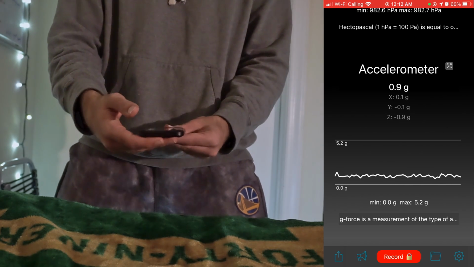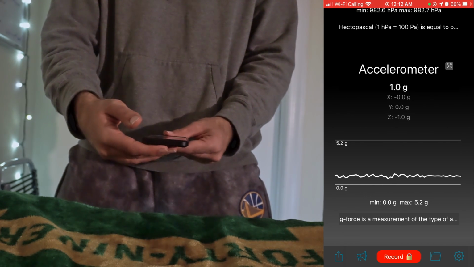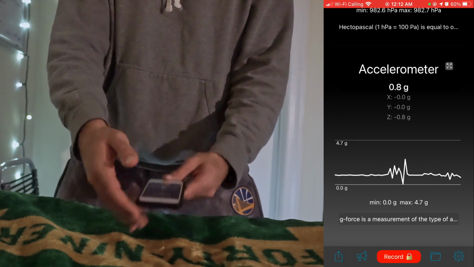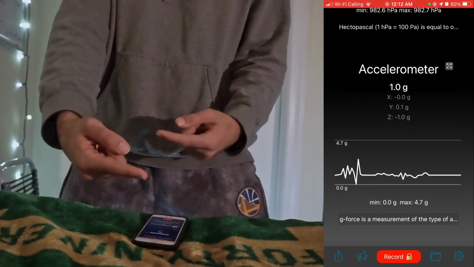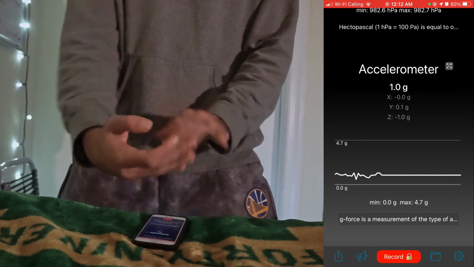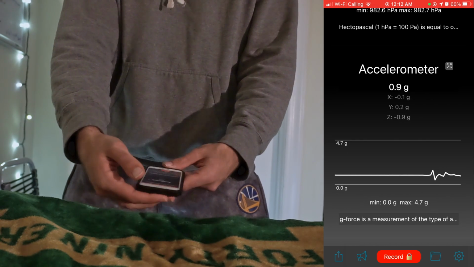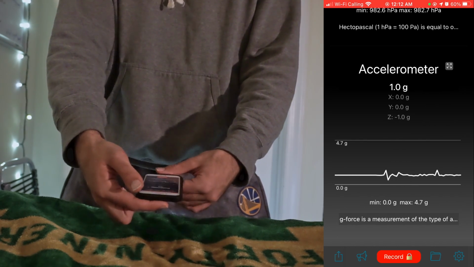So, we're going to hold it steady to begin the test. And to do this test, I'm only rotating in one direction. Any flips or anything it does afterward, I'm not in any way trying to induce.